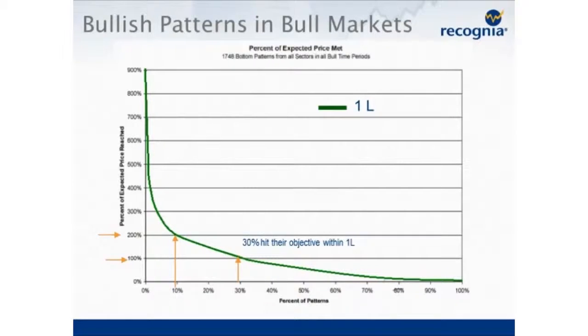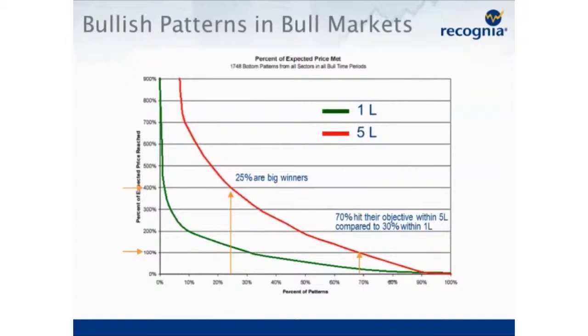What if we're a little more patient? What if we can wait longer than 1L? What if we wait 2L or 3L? Or let's make it 5L. Well, in 5L, things get a lot more attractive. Within 5L, or 5 pattern lengths, 70% of the patterns had hit their target price, and 25% of the patterns were big winners, hitting 400% of the target price or more. So that's actually very interesting.